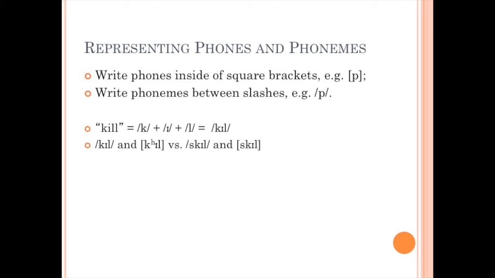The same puff of air doesn't occur when the k sound follows an s sound, so we wouldn't have to write it in a phonetic transcription of the word skill. So I'm not sure if I'm being clear here. You write phones inside of square brackets, and when you're writing phones, you try to get exactly what sounds are being produced. You write phonemes between slashes, and there you're only paying attention to meaning distinguishing sounds.